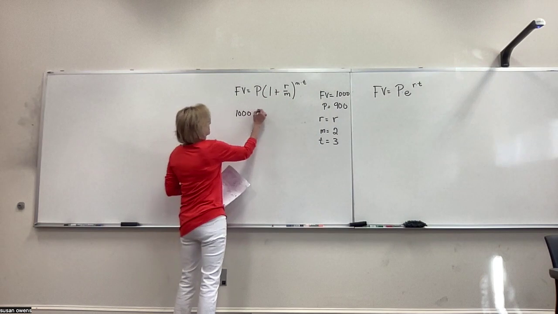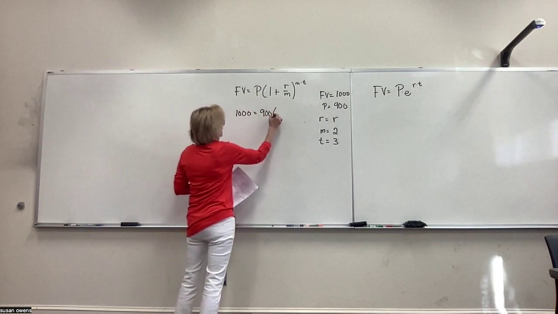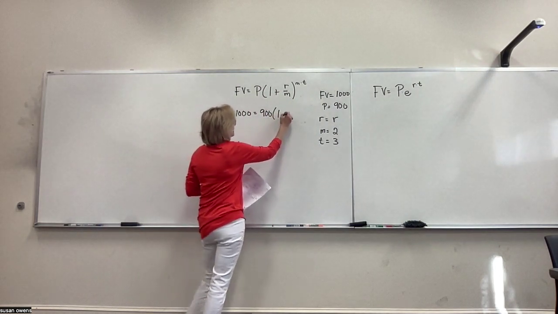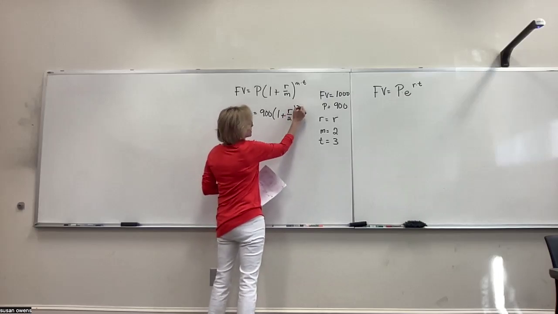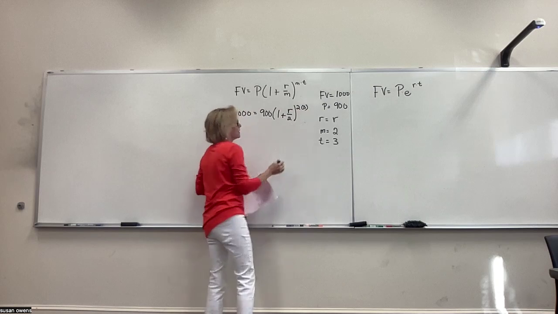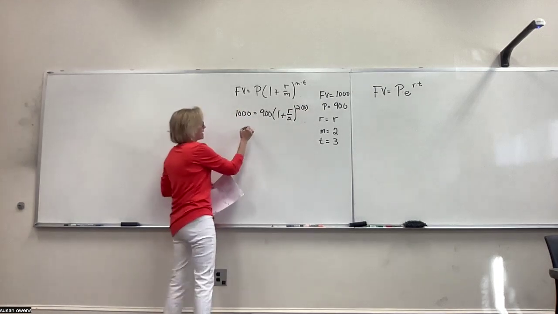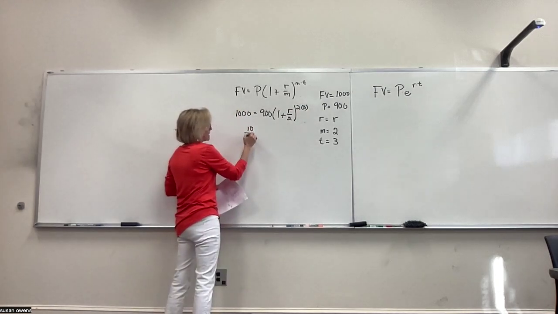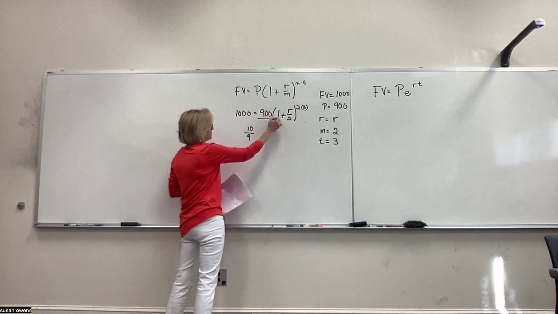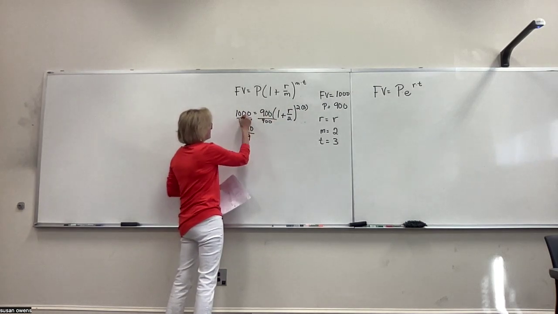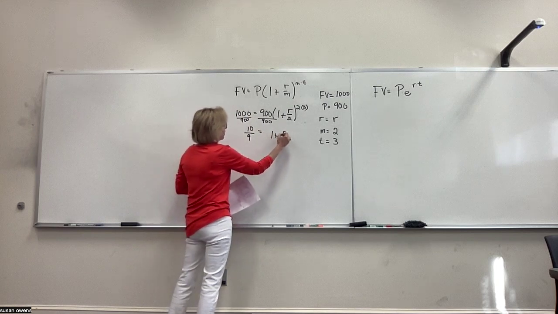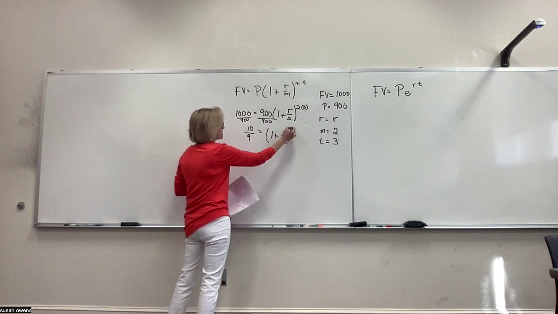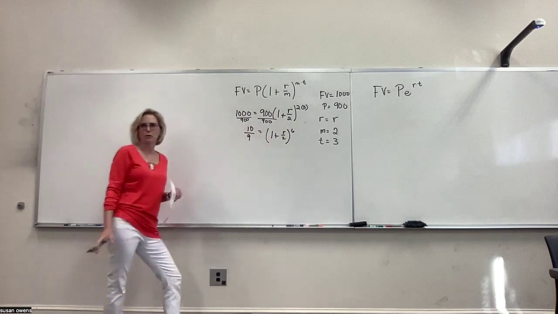1,000 equals 900 times (1 plus R over 2) to the 2 times 3. Okay, so we divide by 900, that gives me 10/9 if I divide by the 900 and reduce it, is equal to 1 plus R over 2, still in the parentheses, to the 6th power.